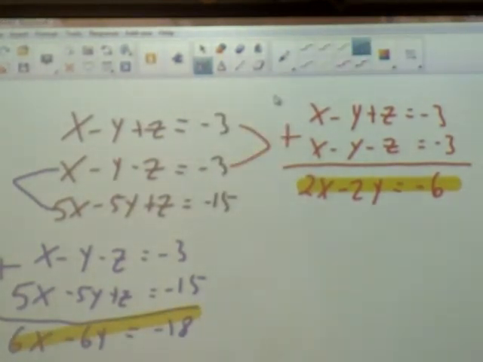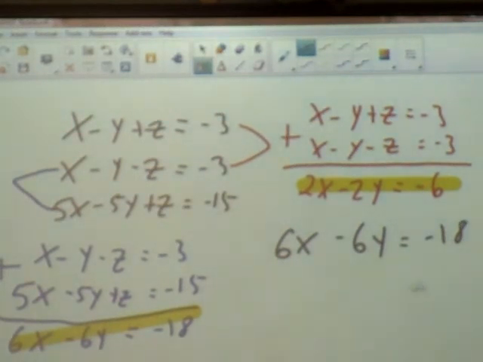Okay, looking at our highlighted ones now, we've got to decide what we're going to get rid of next. On my red one, I've got 2's on both of them. On my blue one, I got 6's on both of them. So I'm going to want to multiply the red one by what? 3. So let's multiply this red one by 3. I think you're going to see something cool now. Gets me 6x minus 6y equals negative 18. My blue one is also 6x minus 6y equals negative 18.